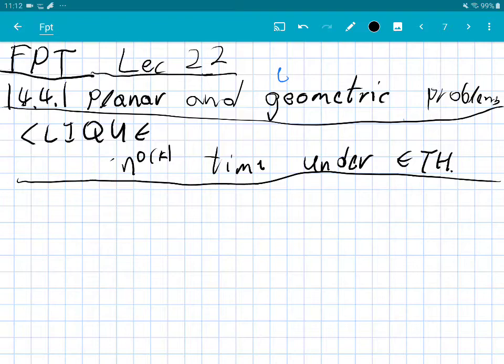So, I'm going to skip over this and do the more interesting stuff for me. We want to prove some lower bounds for some geometric and planar graph problems. The first problem we are going to look at is a bit weird, to put it mildly. It's called grid tiling.